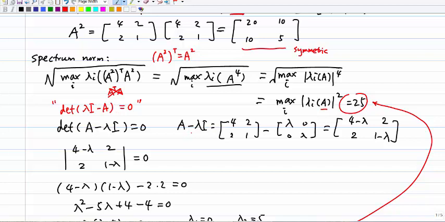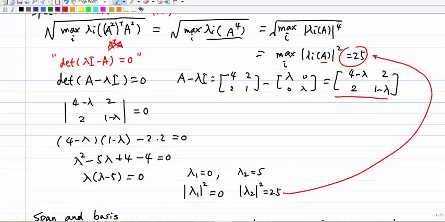So if I compute A minus lambda I, lambda times the identity will be [[1,0],[0,1]] in this case. When you do the calculation, that's A minus lambda I. To compute the determinant of that, because it's a 2 by 2 matrix, it's just the product of the diagonal entries minus the product of the off-diagonal entries. If we simplify a little bit, this is the final equation we have.